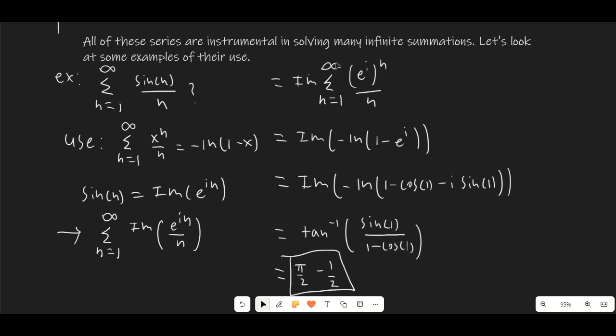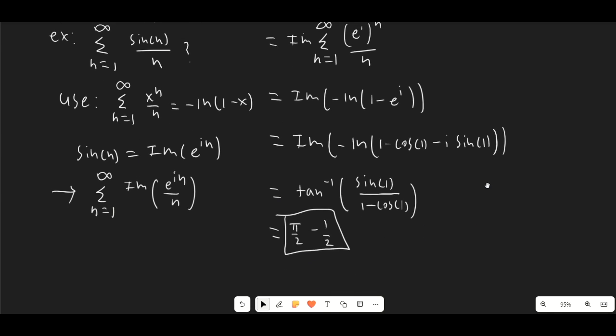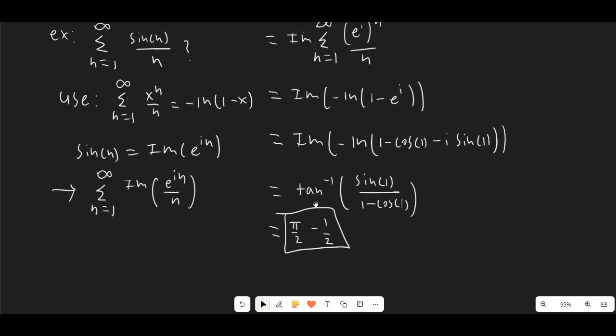And that means that we just have the sum from n equals 1 to infinity of e to the i, all raised to the n power. And then we just apply this rule right here. So we get the imaginary part of negative natural log of 1 minus e to the i. Substituting in, we get negative natural log of 1 minus cosine 1 minus i sine 1. Then, using the rules of complex natural logarithms, we get tan inverse of sine 1 over 1 minus cosine 1. And after some trig identities, we get pi over 2 minus 1 half.